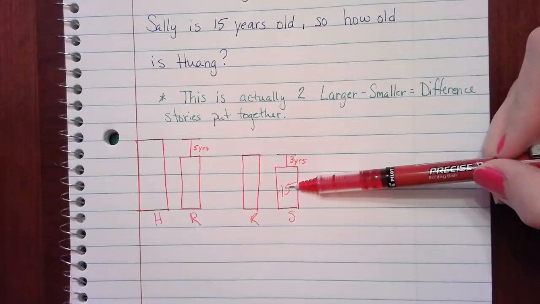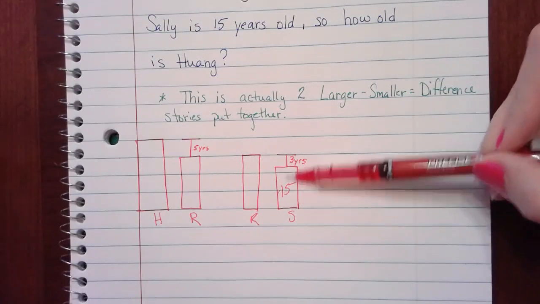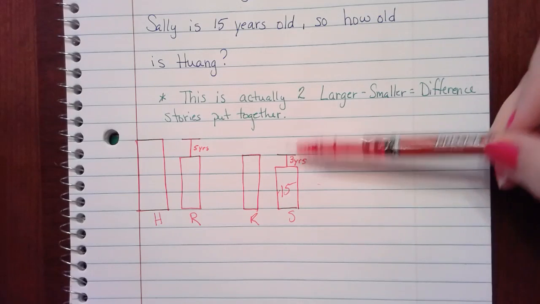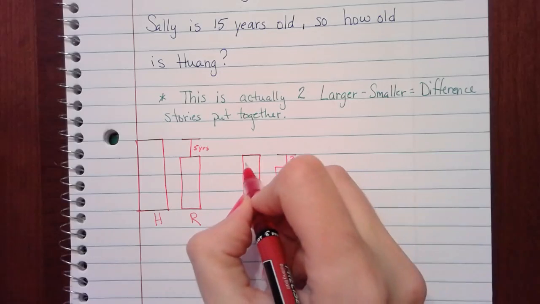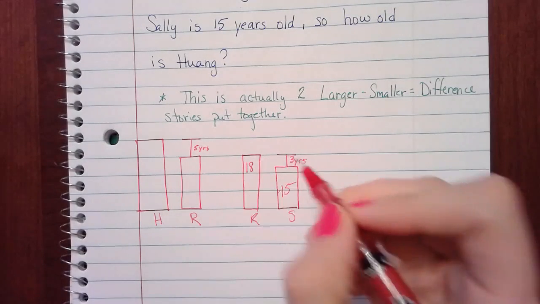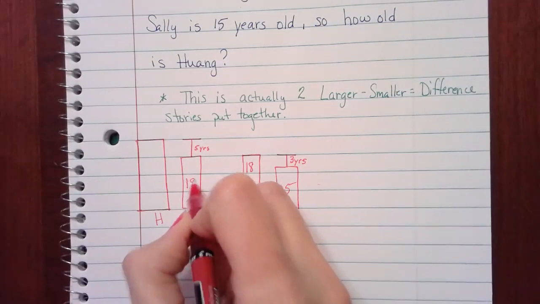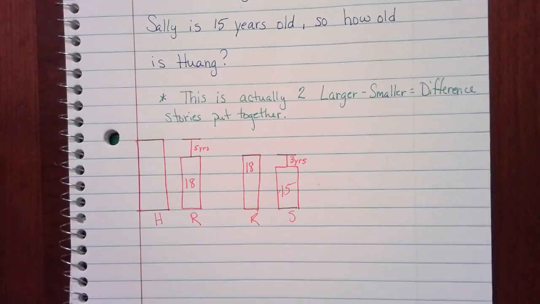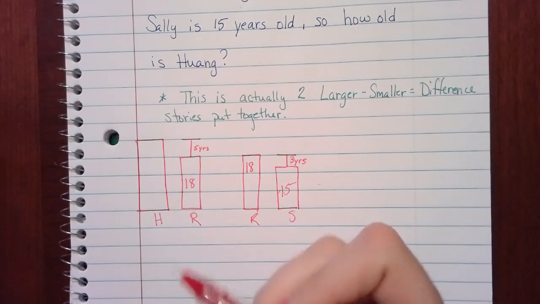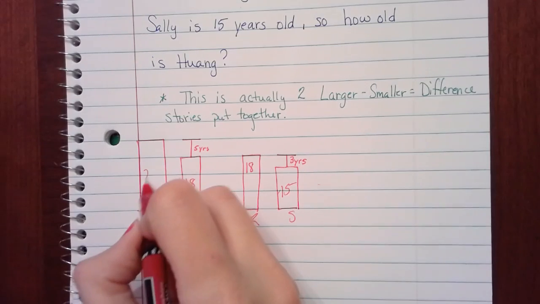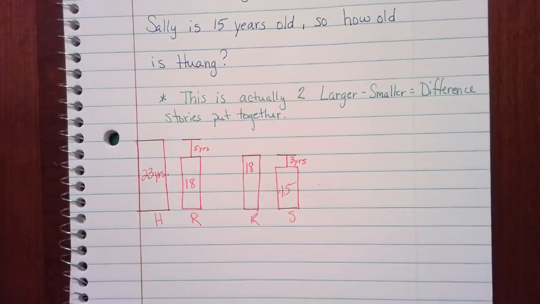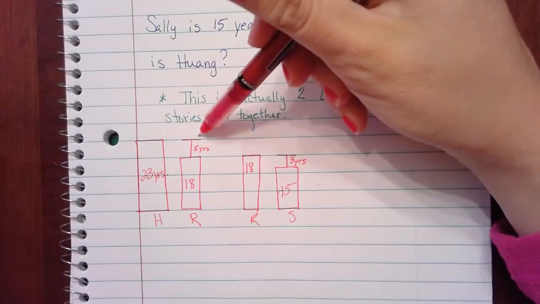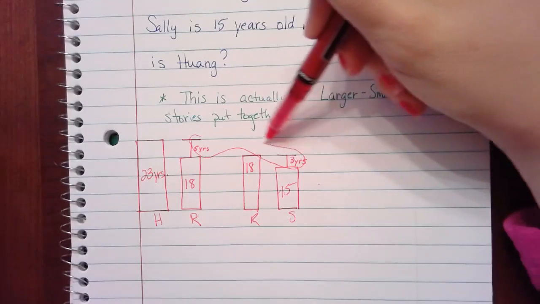If we know Sally is 15 years old and the difference between her age and Robert's age is 3 years, we can see that that difference is 18. So Robert is 18 years old. So if we know Robert is 18 years old, then we can add 18 and 5 to see that Huang is 23 years old.